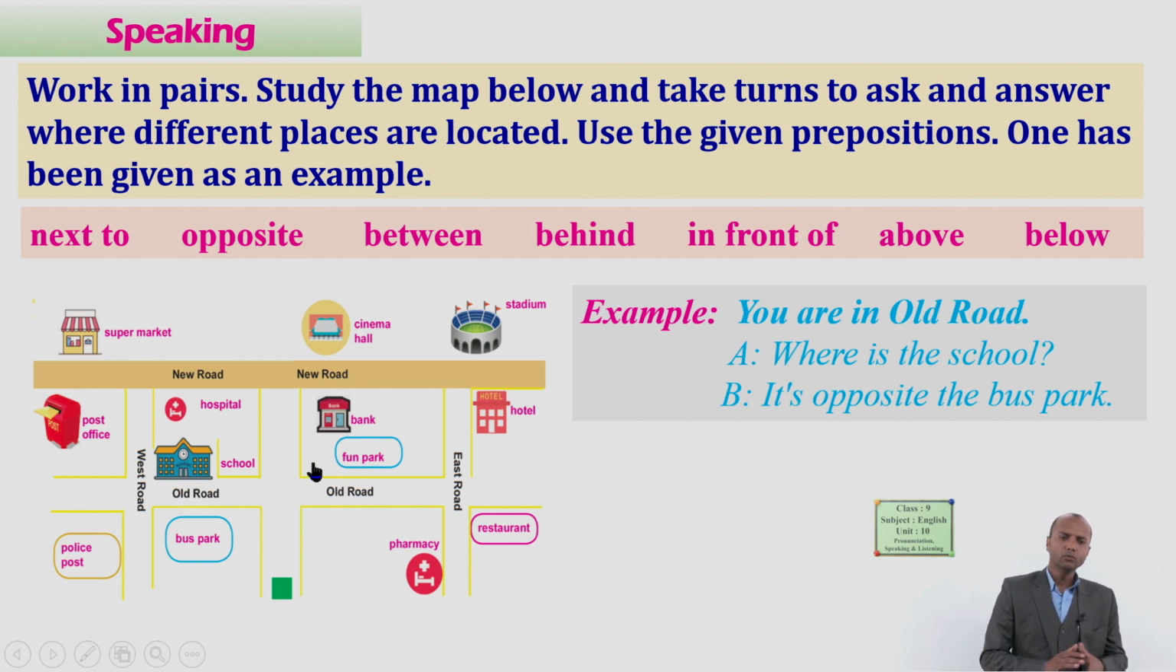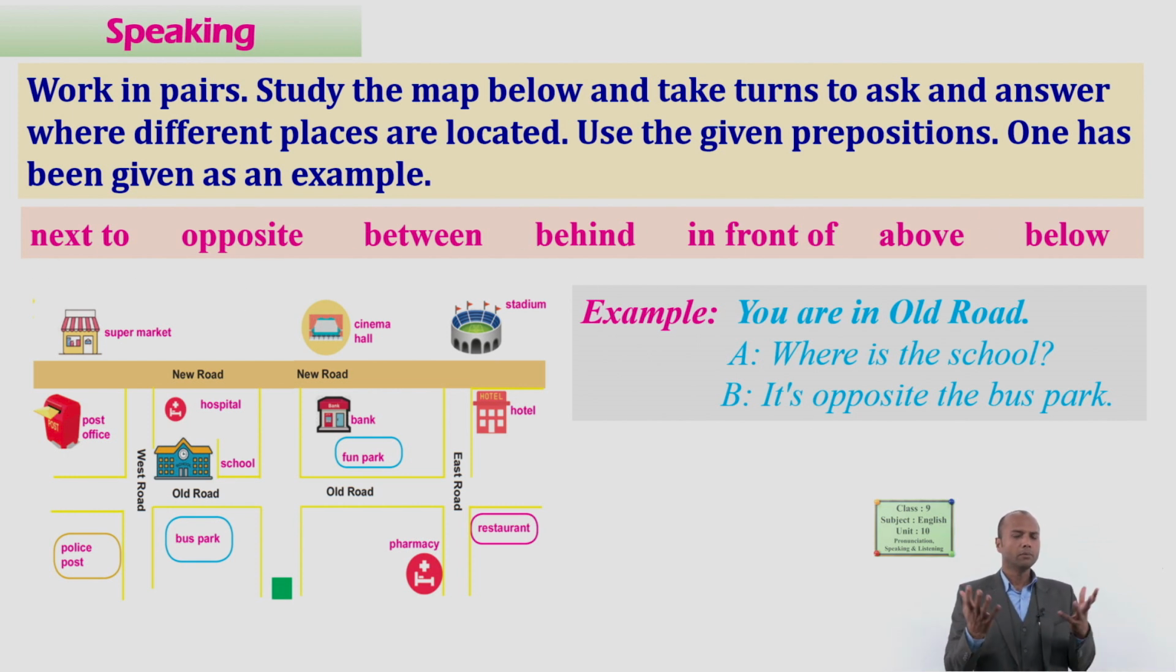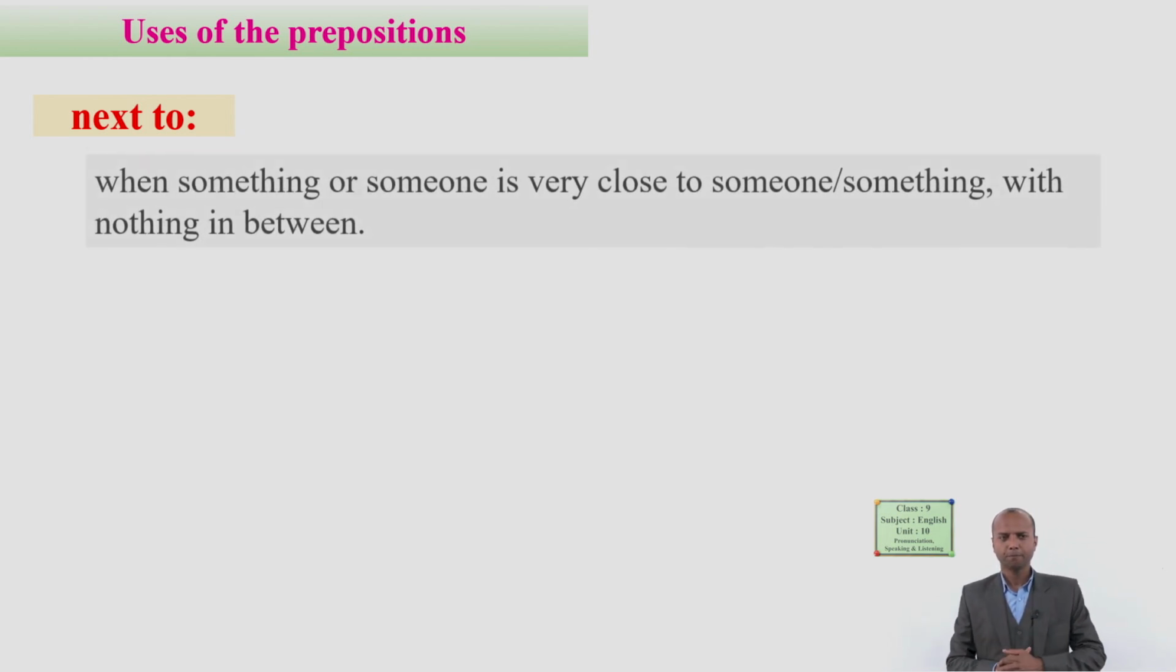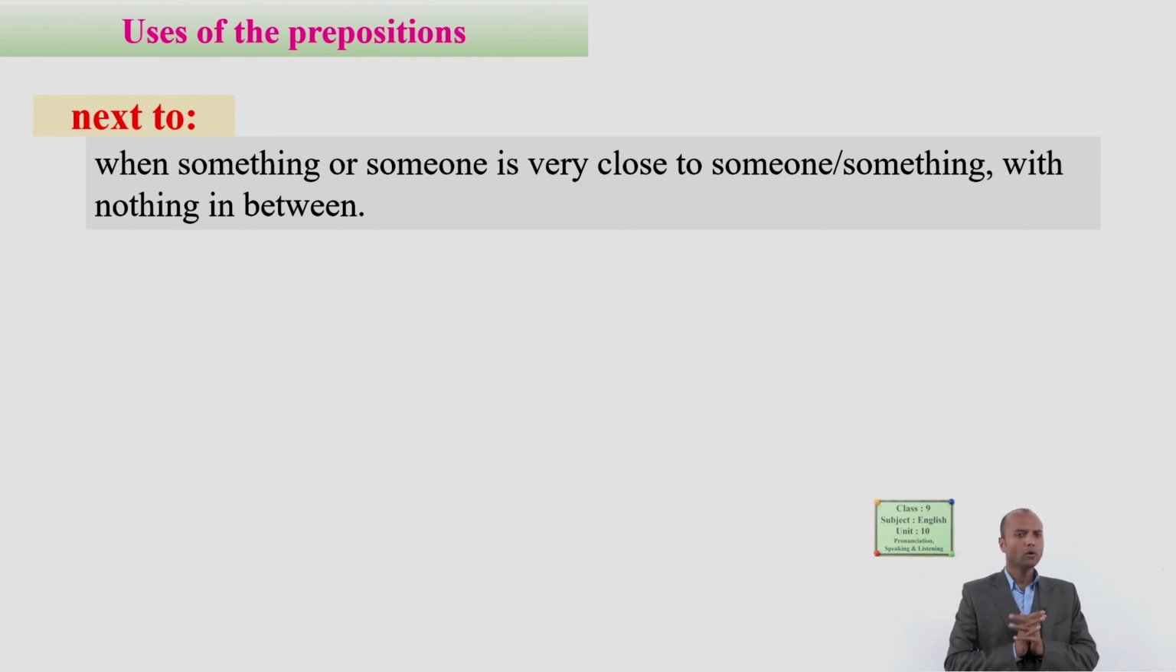Okay. So now I'm going to give you some ideas about how you have to use these prepositions of locations. Okay. So let's discuss them first and then you'll be making dialogues like this. Very good. The first one is given there, next to. Do you know how you use it? Oh, absolutely. You're quite correct. When something or someone is very close to someone or something with nothing in between. There are two things, okay, but nothing should be there in between. In that case, you'll be using next to.